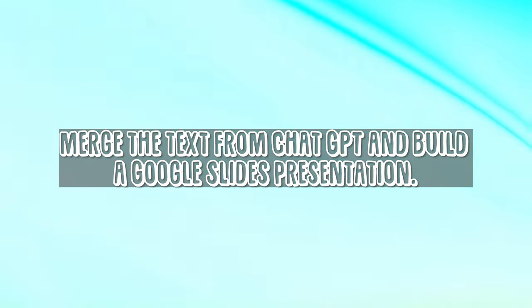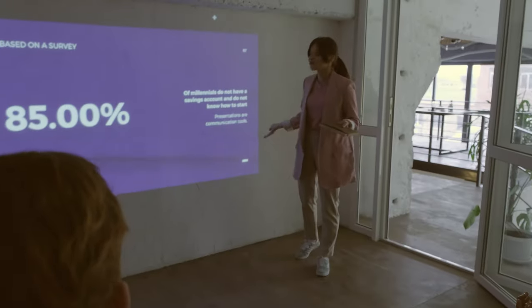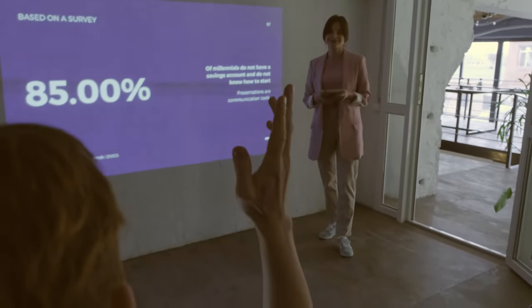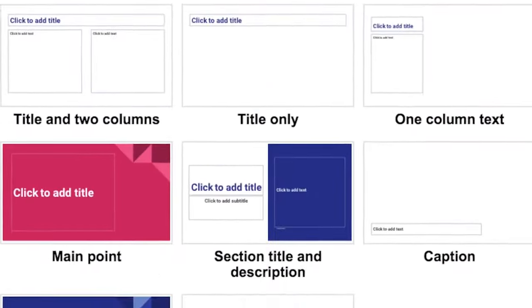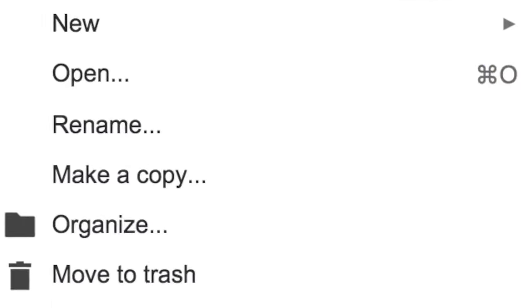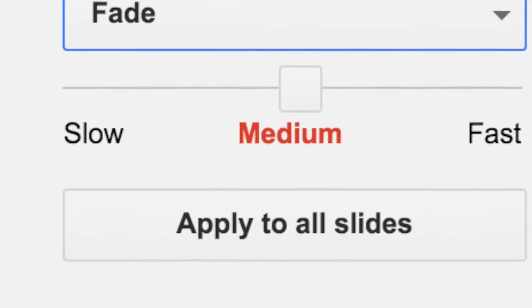Now we're going to merge the text from ChatGPT and build a Google Slides presentation. A well-designed presentation will assist you in communicating your course topic to your students successfully. Follow these steps to create a Google Slides presentation. Select a basic and clear template. Choose a template that is easy on the eyes and provides a clear and structured framework for your course content.